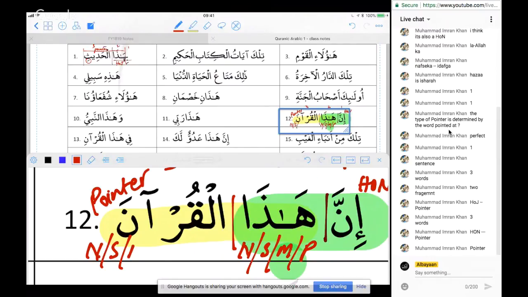The question is, why is Qur'ana nasab? The reason Qur'ana is nasab is because Haza is nasab. And why is Haza nasab? Because it is in the harf of nasab fragment. It is part of the harf of nasab fragment. So nasab gets transferred from Inna into Haza and Haza to Al-Qur'ana. Okay, you see the chain?